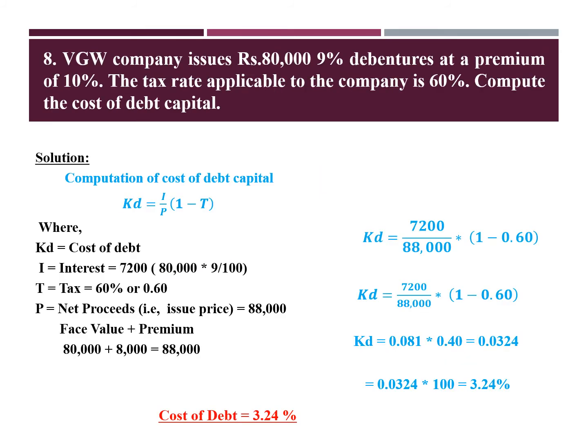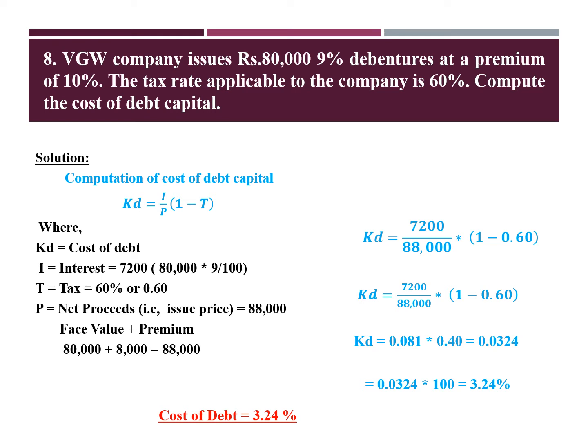So here I have taken one problem again. The 8th one: VGW company issues rupees 80,000 9% debentures at a premium of 10%. The tax rate applicable to the company is 60%. Compute the cost of debt capital. Here again the formula remains the same: KD is equal to I by P into 1 minus T. Now we'll go for the substitution of the values for this formula.